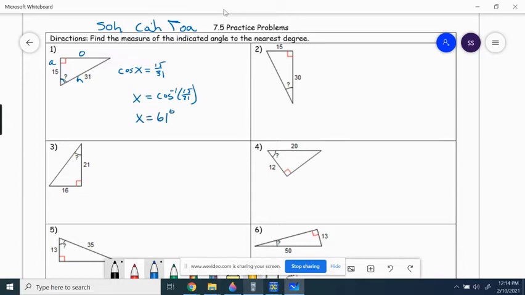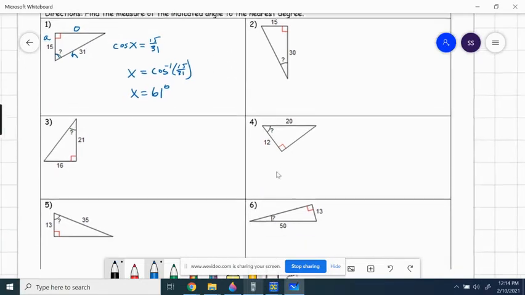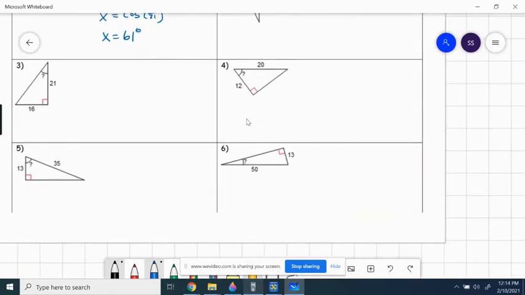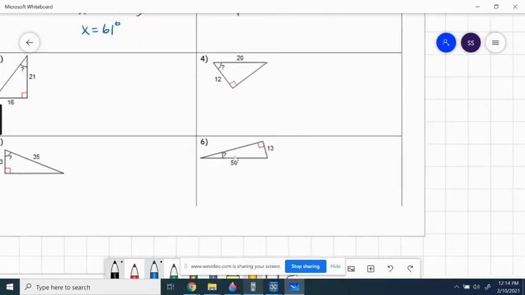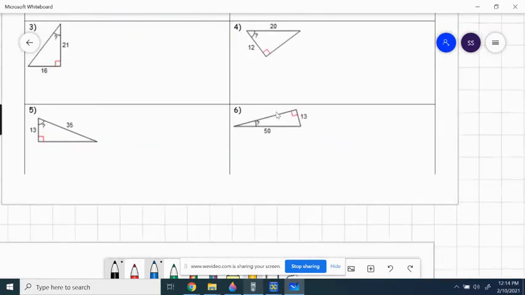The beauty about these problems is really you solve these all the exact same way. The trick is just remembering SOHCAHTOA so you know which trig ratio you need to use. That's pretty much it here. So I'm going to do another one for you. How about number 6?